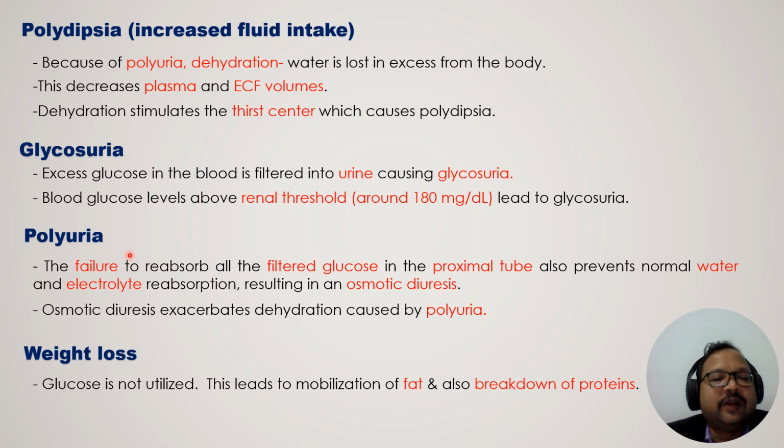Next feature is polyuria. Why will polyuria occur? You know that there is failure of reabsorption of glucose at the proximal tubule, and also prevention of normal water and electrolyte reabsorption. So it will cause osmotic diuresis, so that polyuria will occur.